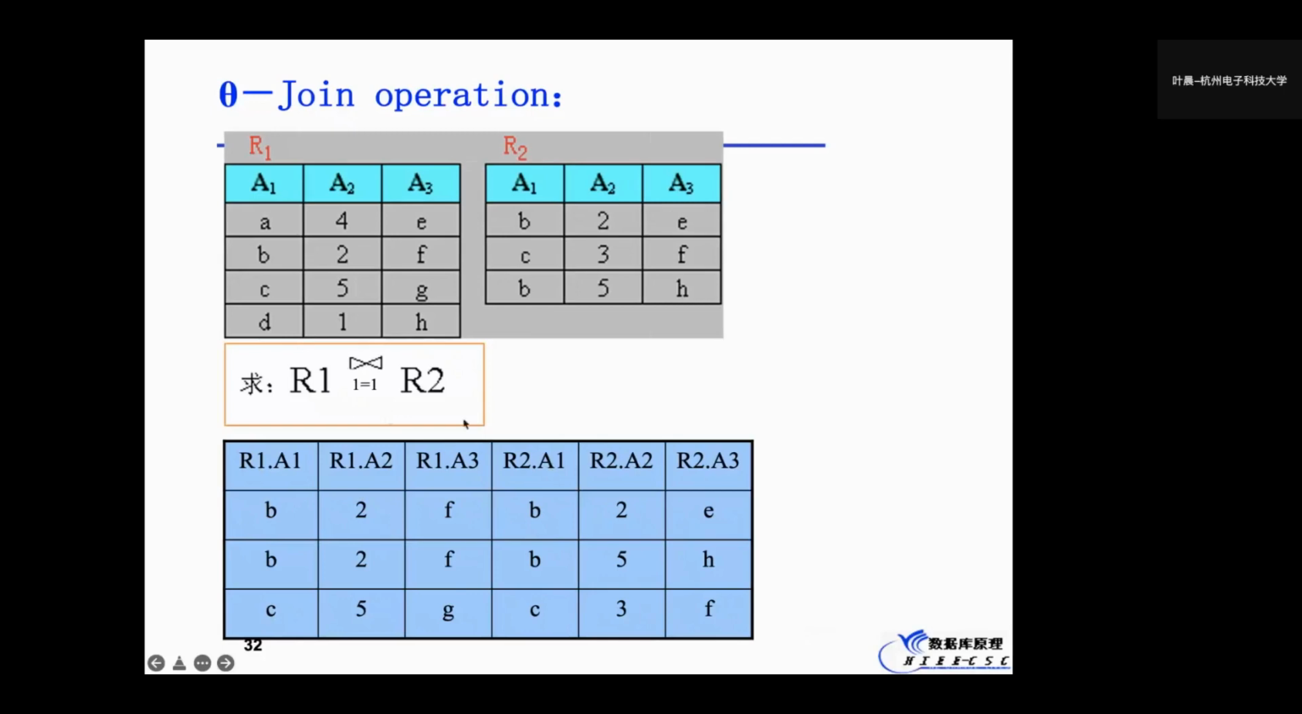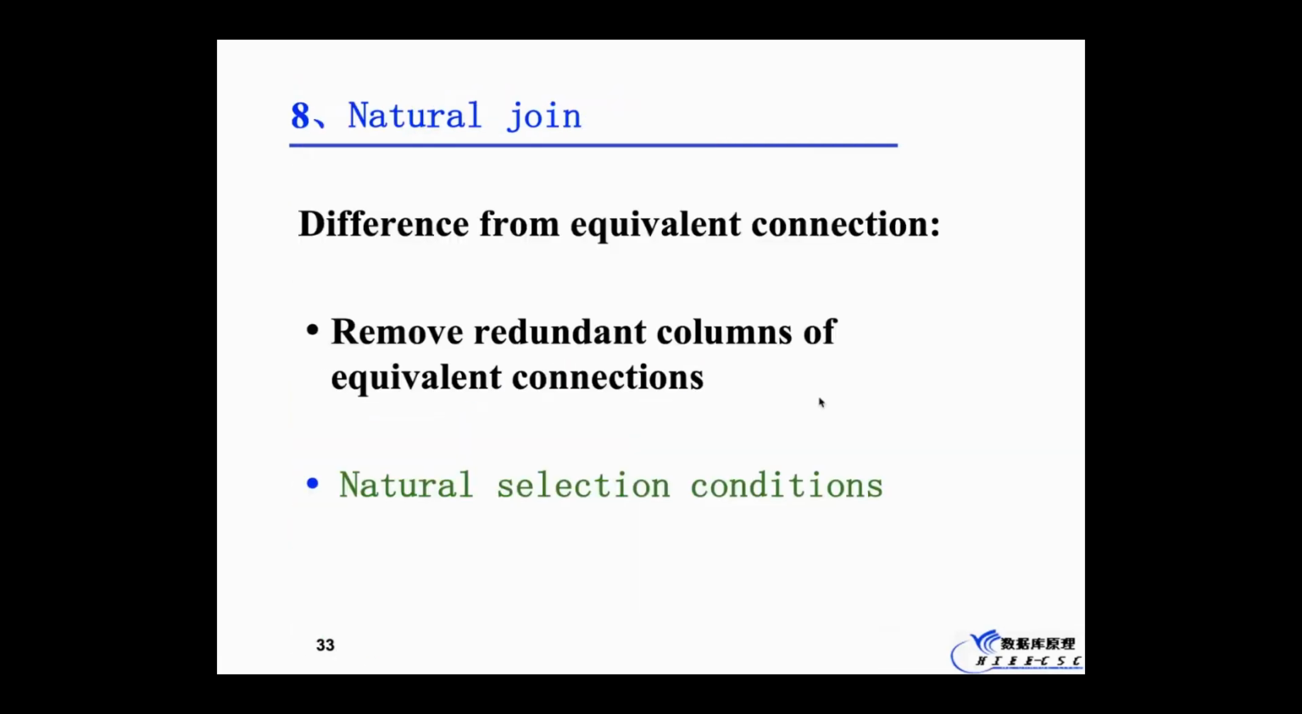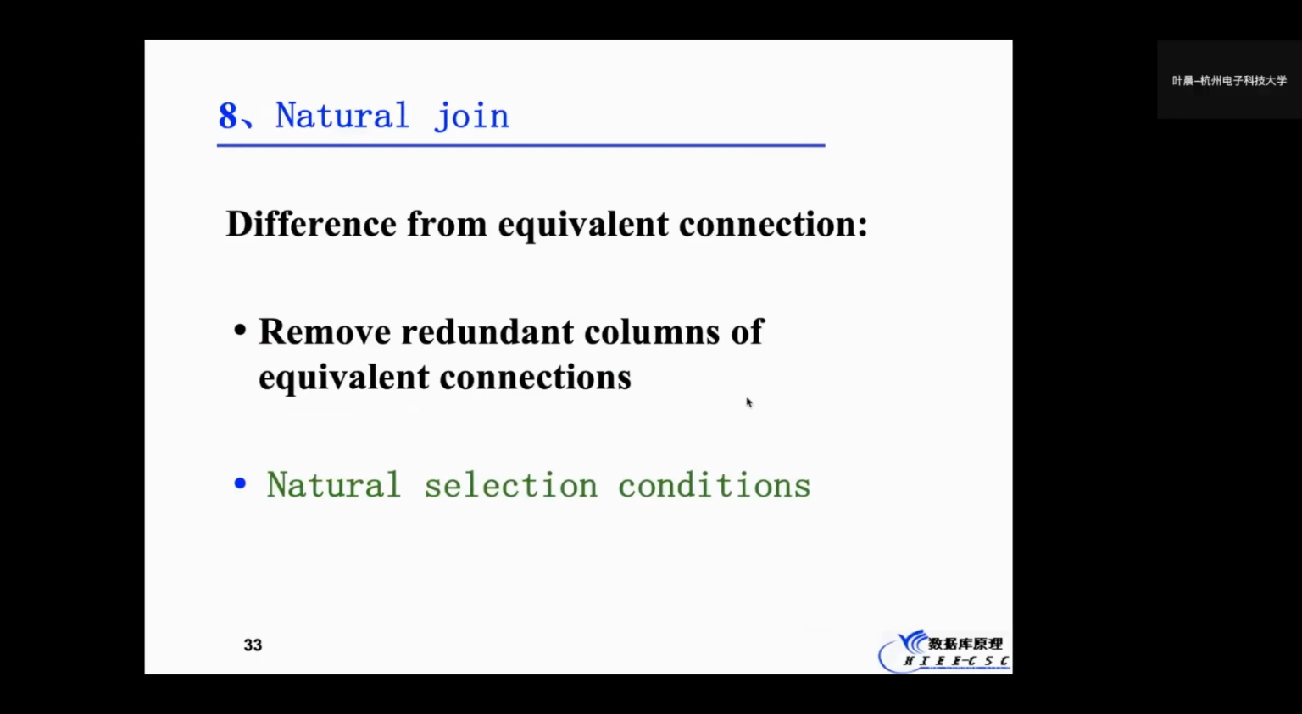Then let's see what a natural join is. We have discussed before that the natural join is a special equal join, but it is different from the equal join because it can automatically remove the duplicate columns of the equal connections.